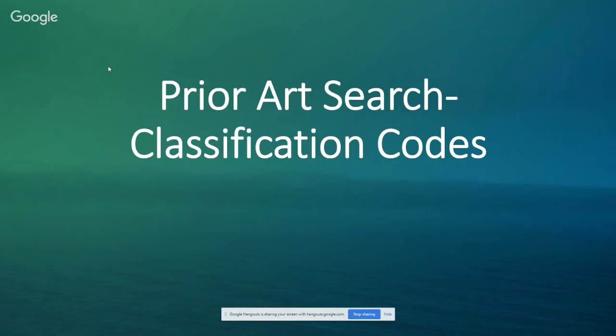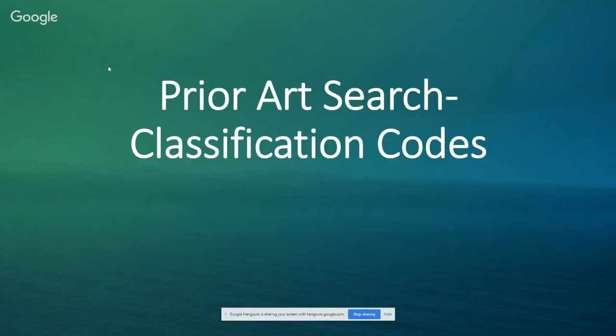Okay, so let us shift gears. So far, we have seen prior art search based on text: how to extract the keywords from a disclosure and how to combine these keywords and string them together using operators in Google Patents.